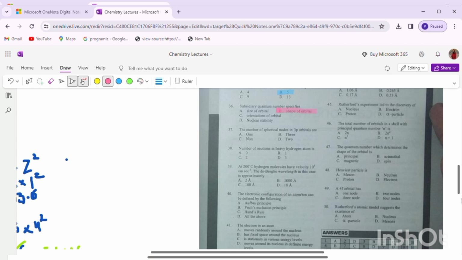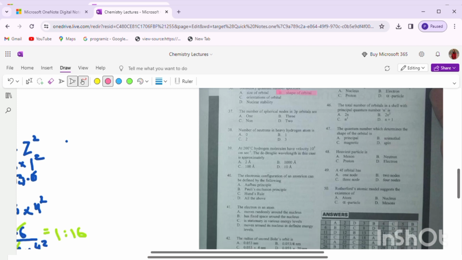Right, so now let us go with the 37th, the number of spherical nodes in the 3p orbital. How many spherical nodes would there be in the 3p orbital? Of course the answer is 1. There would be only one node in the 3p orbital. I think this doesn't need explanation.